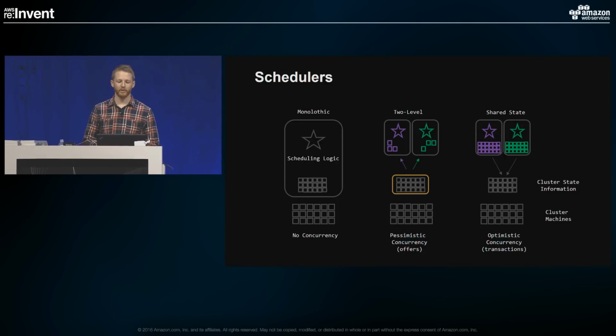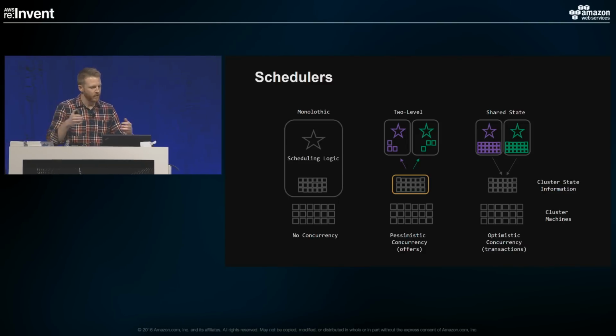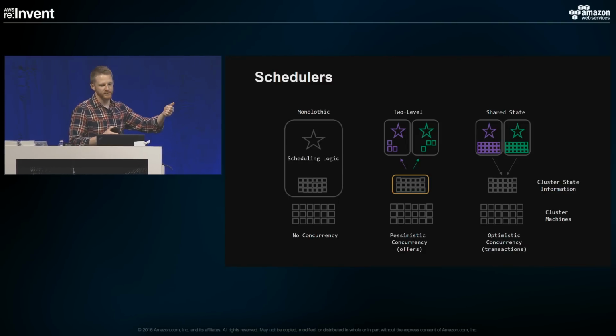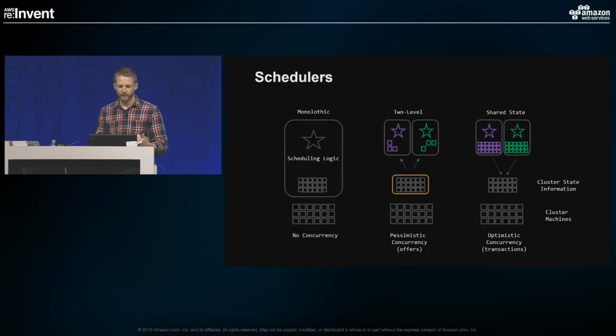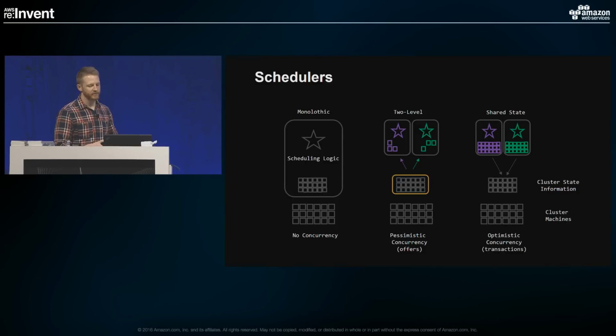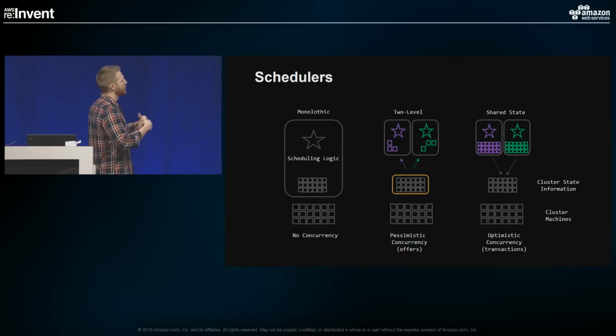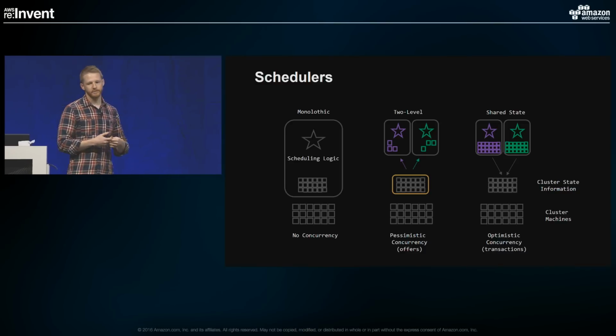There's also a type called a two-level scheduler, which is what Mesos uses. And this is where a resource manager basically partitions the underlying cluster and makes offers to different schedulers based on these partitions. So this means that something called pessimistic locking is used during offers, which ensures that resources are not taken before a job confirms that it needs those resources.